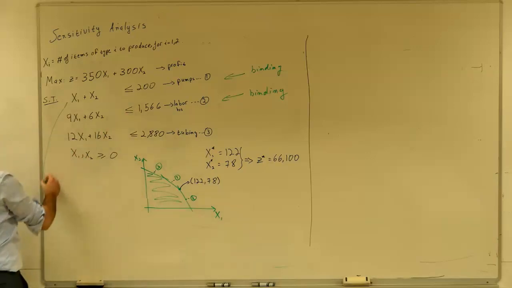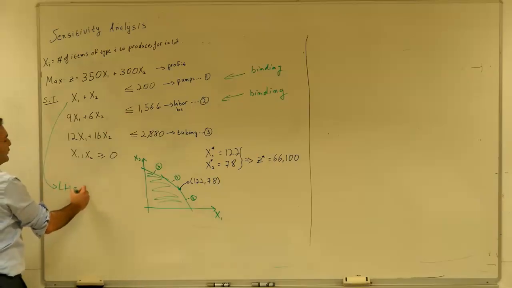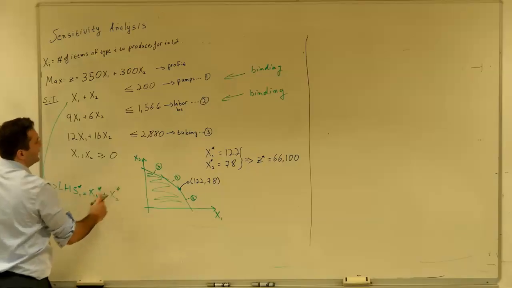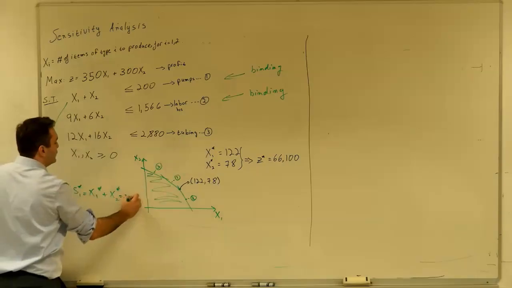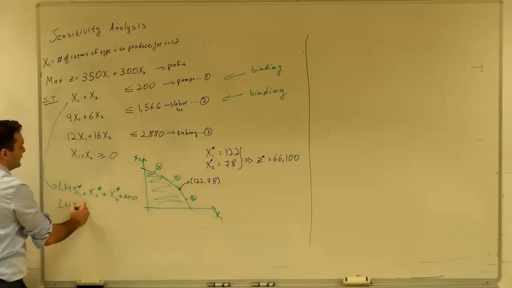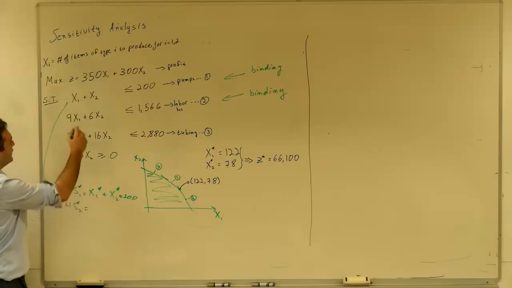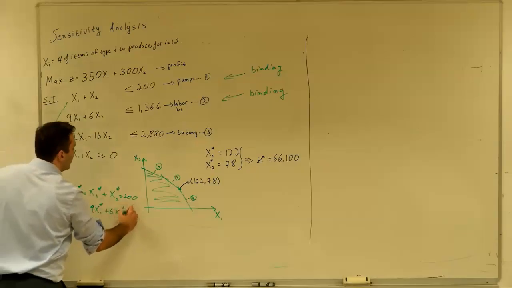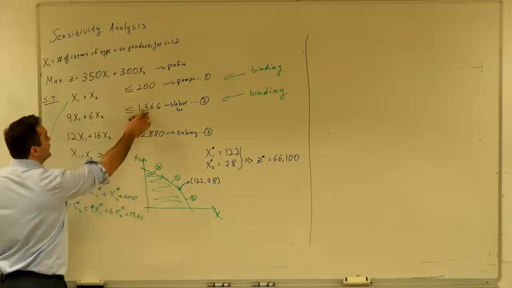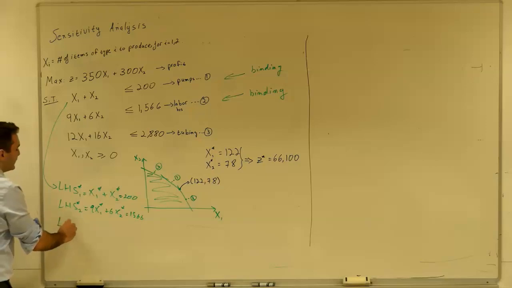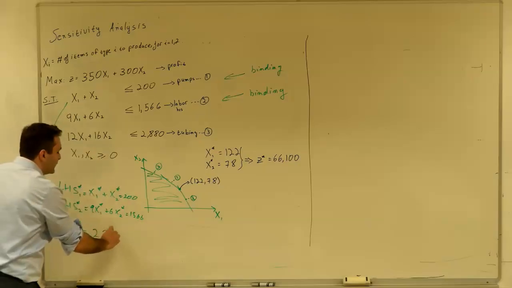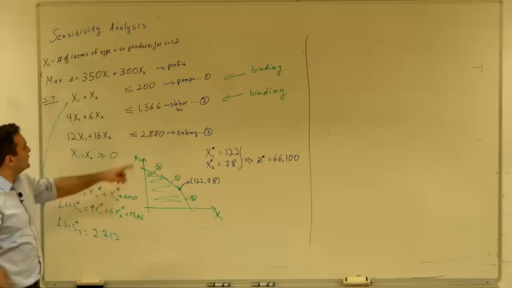And if you recall, I would define the left-hand side at optimality of constraint 1 as x1 star plus x2 star, meaning I plug in the optimal solution and I will end up with 200. Similarly, the left-hand side at optimality of constraint 2 is 9 x1 star plus 6 x2 star, and I will end up with 1566, which is also equal to the right-hand side. And the left-hand side at optimality of constraint 3, if I plug in 12 x1 star plus 16 x2 star, I will end up with 2712, which is less than 2880.